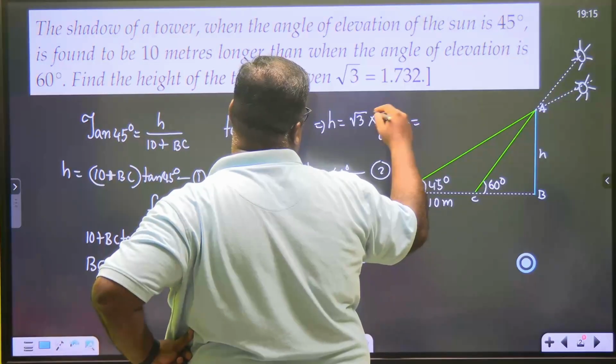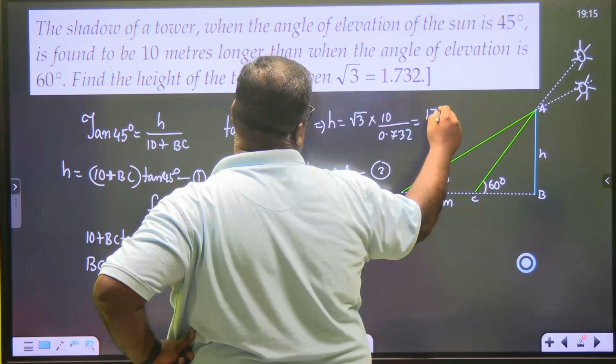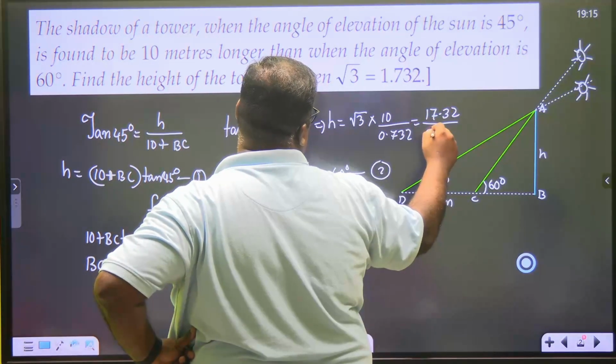So this becomes how much? Root 3 is this. So this is 17.32 divided by 0.732.